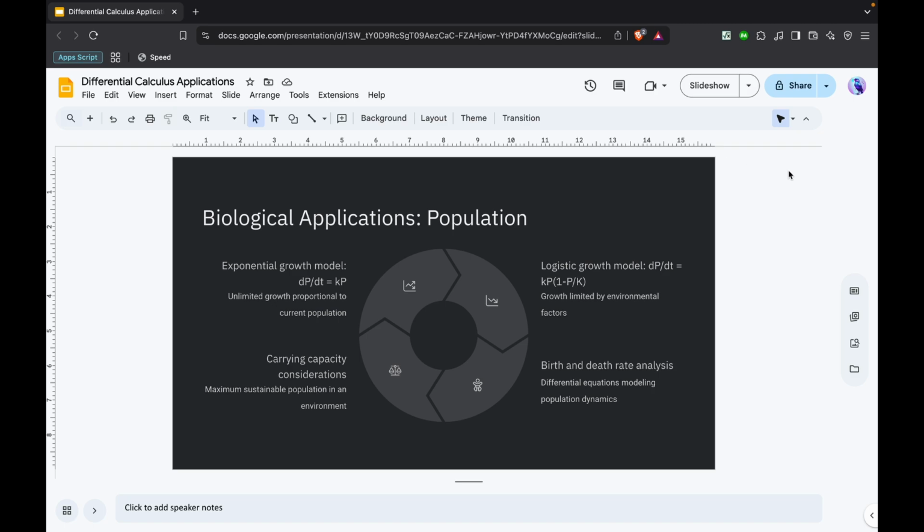So the key takeaway from this slide is that there are a lot of biological applications, but they're more focused on differential equations, which also use integration.